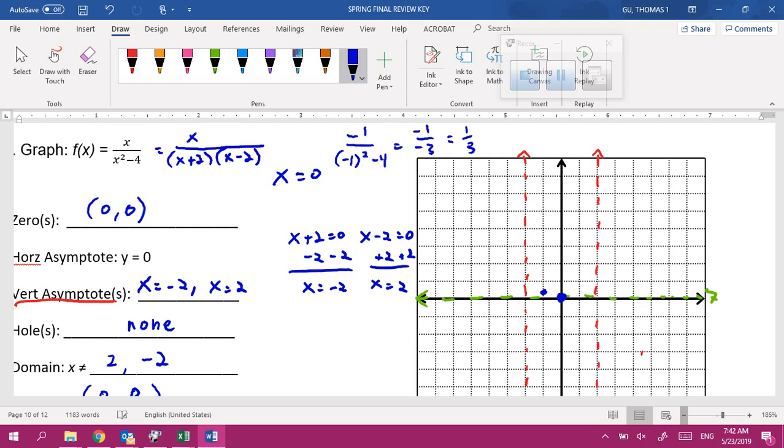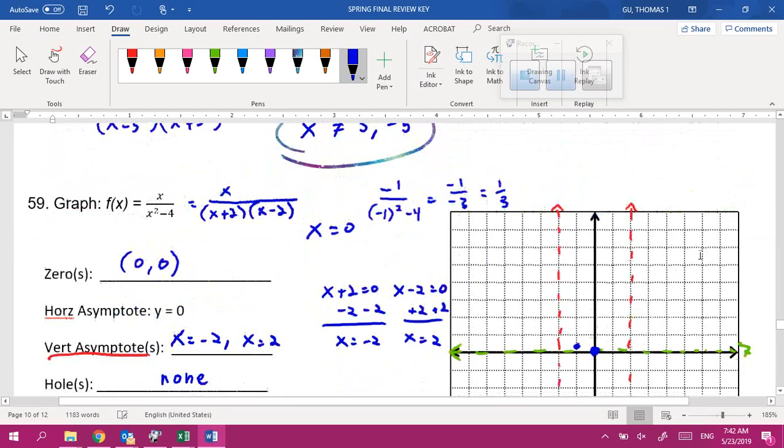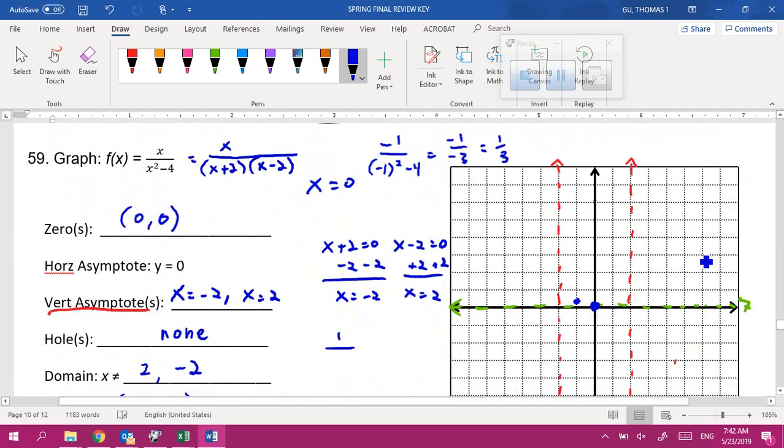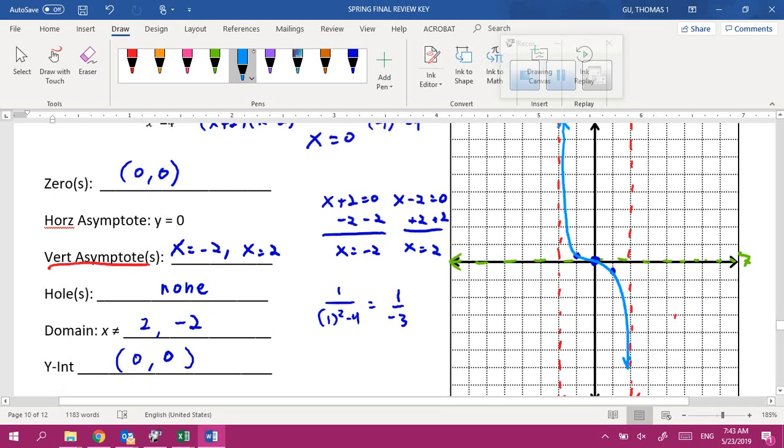Alright, and let's see what it looks like when I plug in positive 1. On this line, which is positive 1, let's see where it lands. So we're going to plug in 1. It's going to be 1 over 1 squared minus 4, which is 1 over negative 3. So at positive 1, it's negative 1/3. And because we see this shape, that means the middle section is going to look like this.